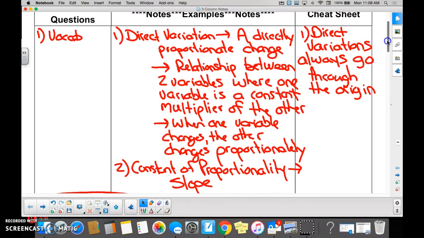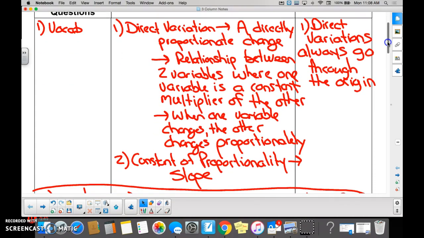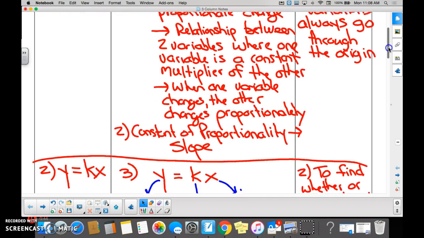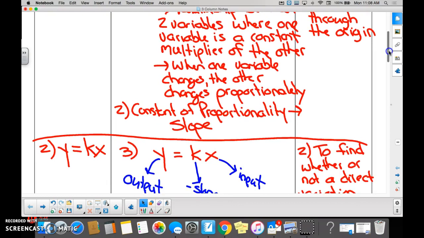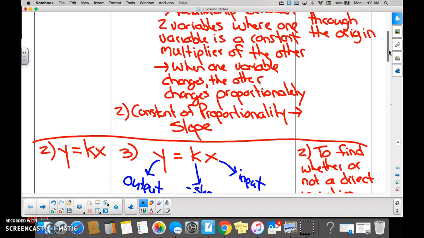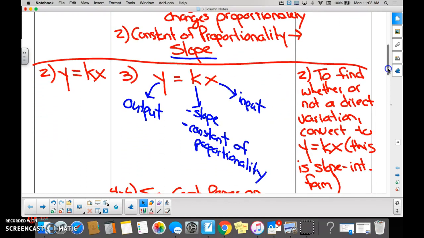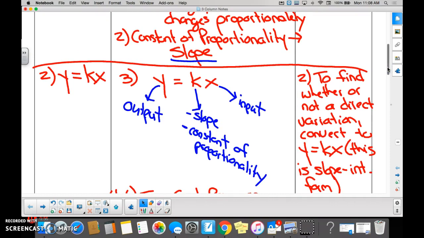Direct variation would be a directly proportionate change. It's a relationship between two variables where one variable is a constant multiple of the other. And then constant of proportionality is the slope, right? Yep. Now, when you are dealing with direct variation, you're going to get a new formula, which is exactly like slope-intercept. Remember, we knew slope-intercept as y equals mx plus b, right?